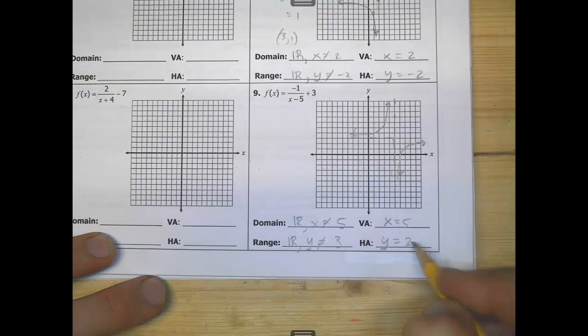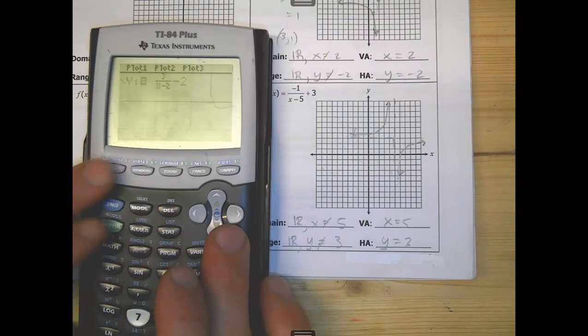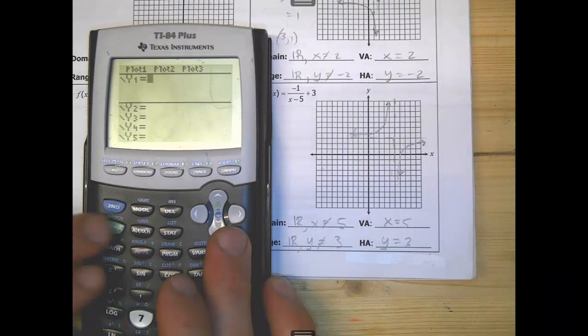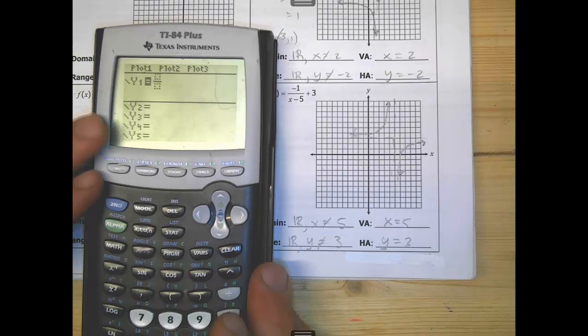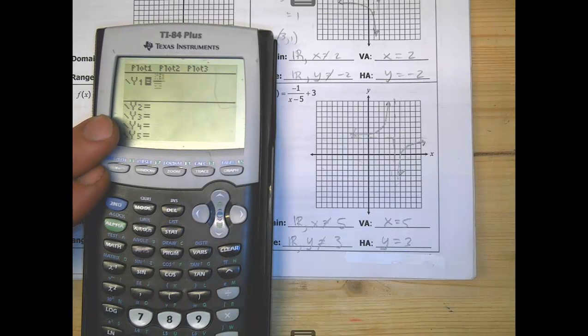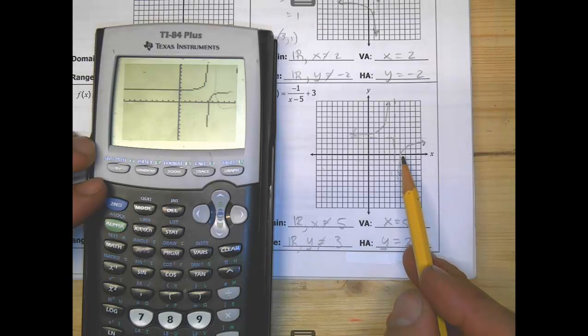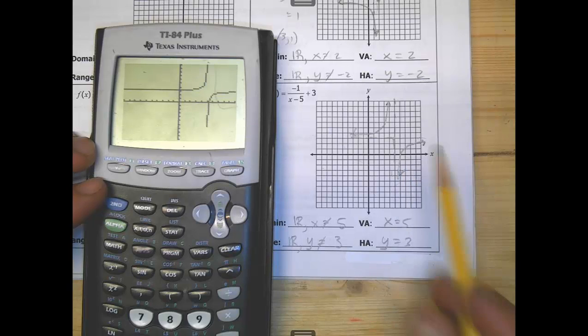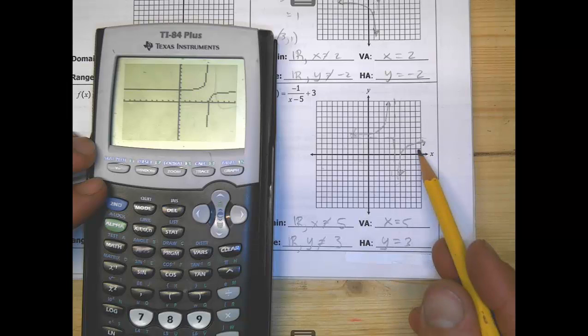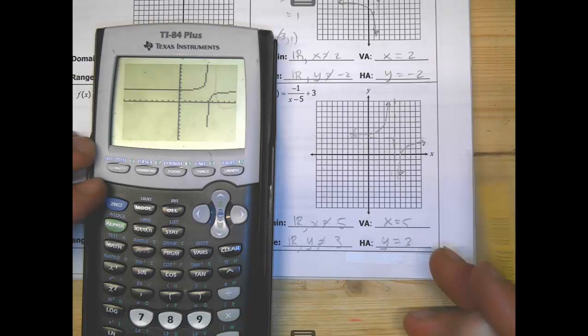X can be anything. All right, and if we double check that in our calculator, go to y equals and plug it in. Alpha y equals fraction, and you have -1 in the numerator, and in the bottom you have x minus 5, and then that's plus 3. Take a look at the graph, and it should look like what we have here, and it does. And we can verify the table if you want to, check some other points, but that's pretty much it.